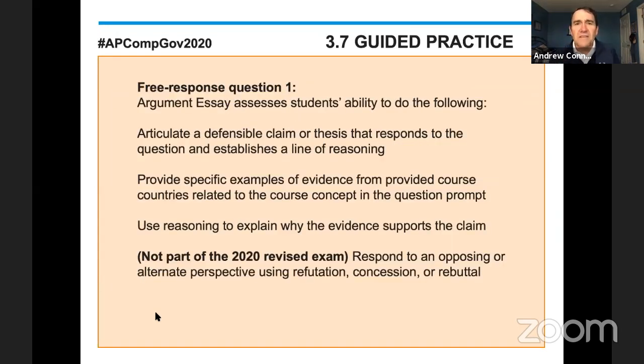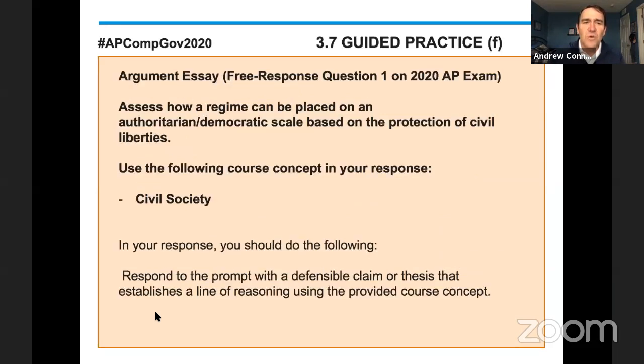So we're moving on to the argument essay. This is the last time in Unit 3 I'll be tackling an argument essay. I'll do more next week. And as we go through, I'm sure in test prep you'll see others as well.